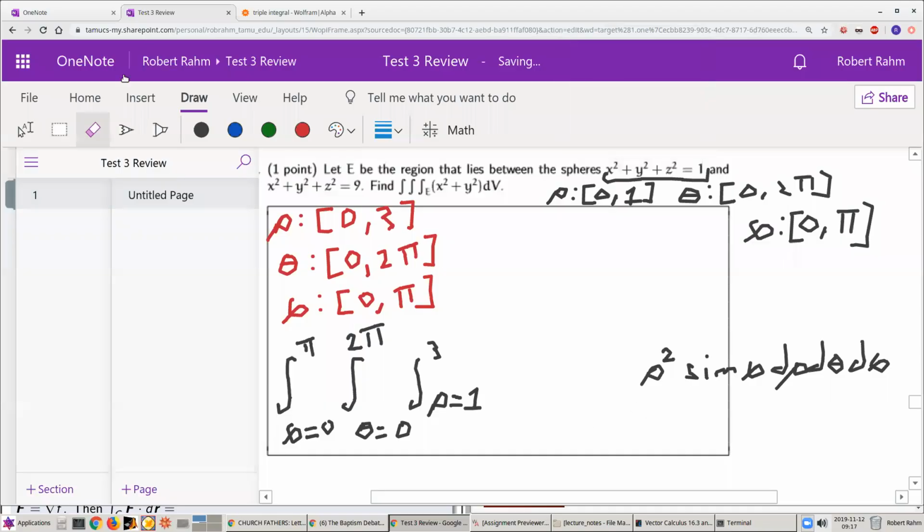So this rho squared sine phi d theta d phi, you just write this down whenever you do spherical coordinate integrals, and these are the ranges for theta and phi.